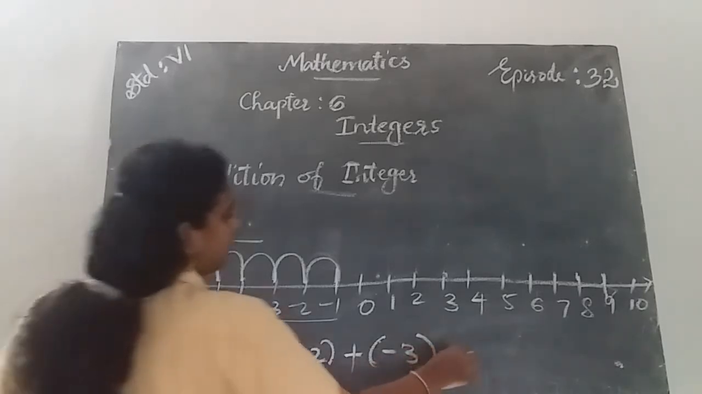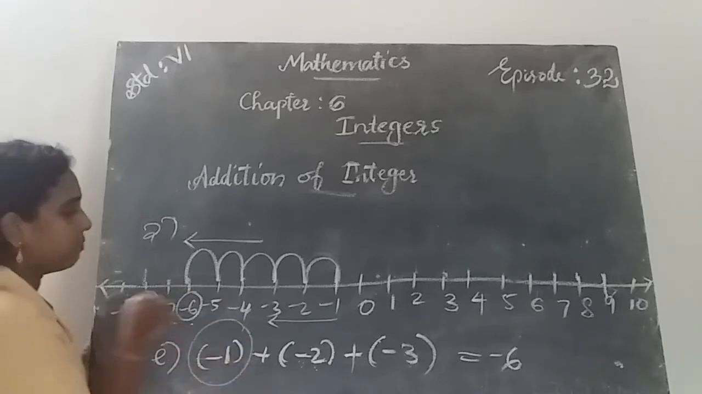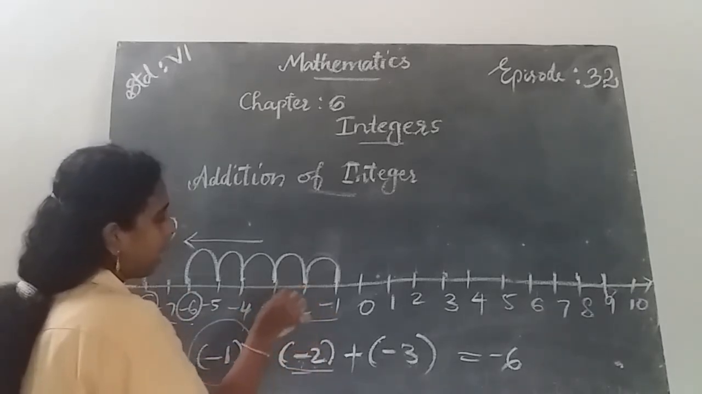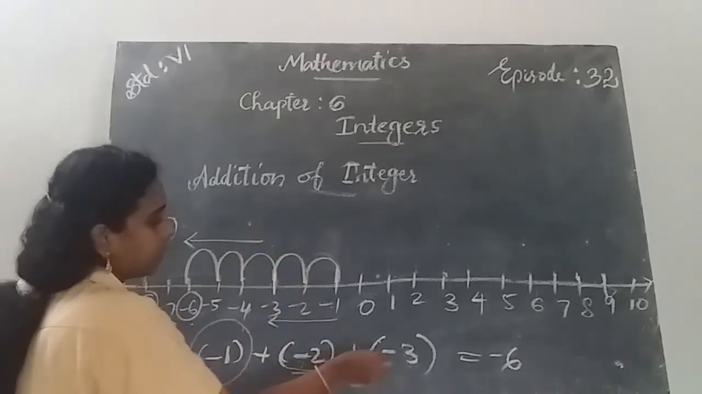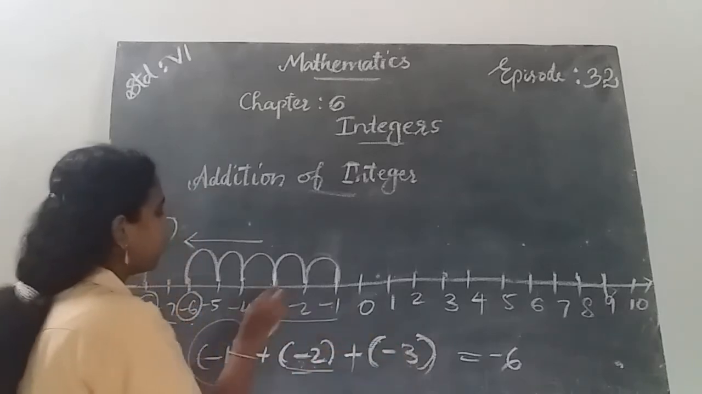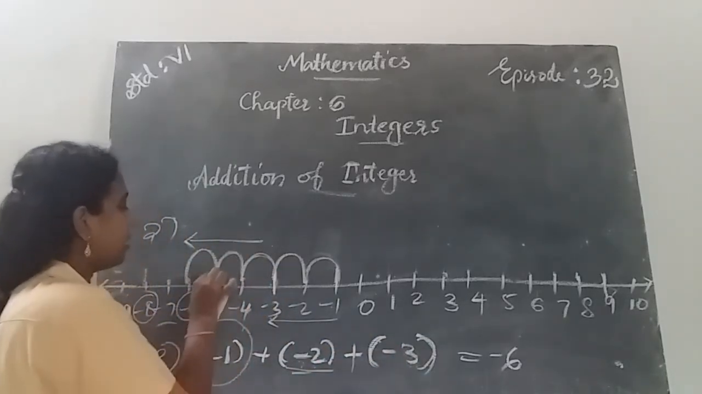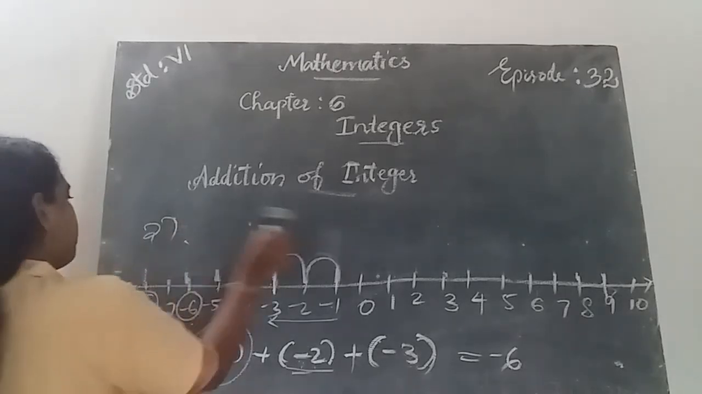So the answer is negative 6. First we start from negative 1. Then we move 2 steps to the left of the number line. Then we reach negative 3. Then from negative 3 we also move 3 steps towards the right. Oh, sorry, left. Then we reach negative 6. Then the answer is negative 6. Okay.